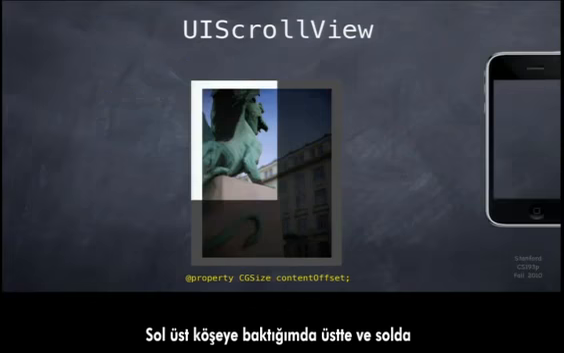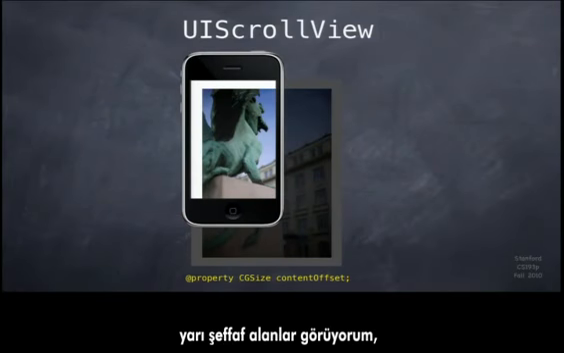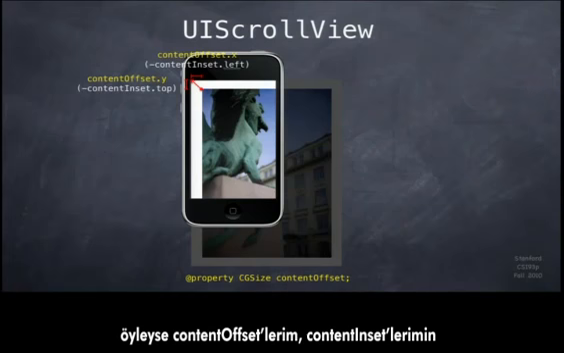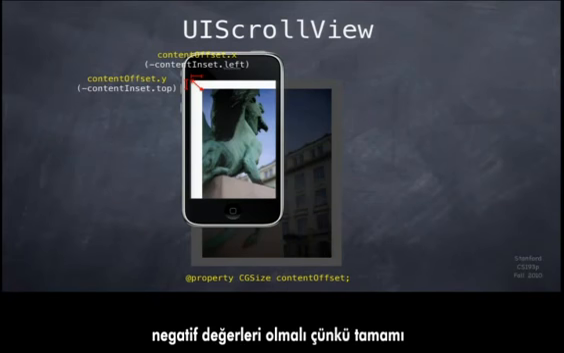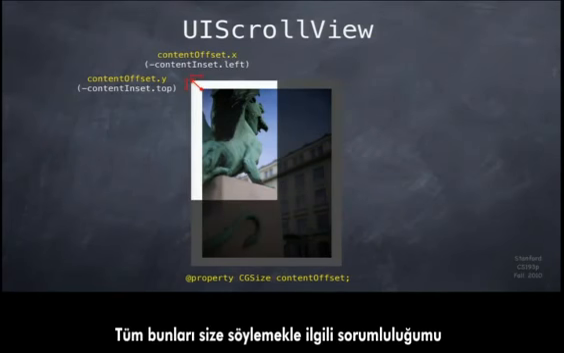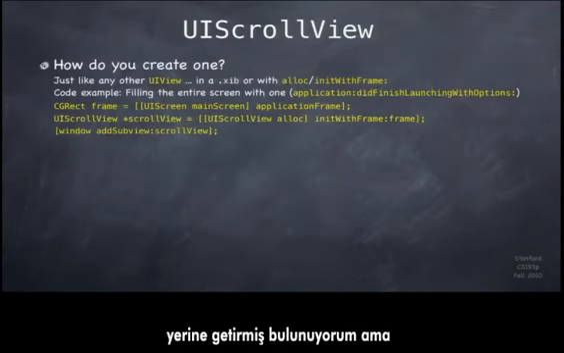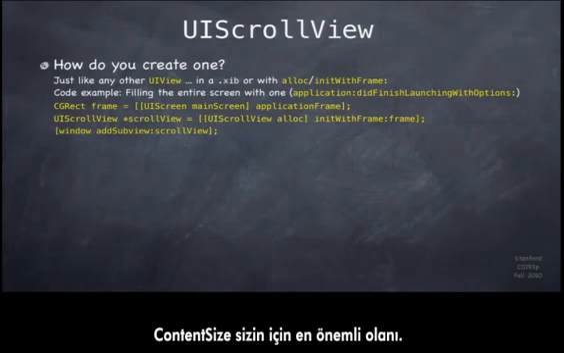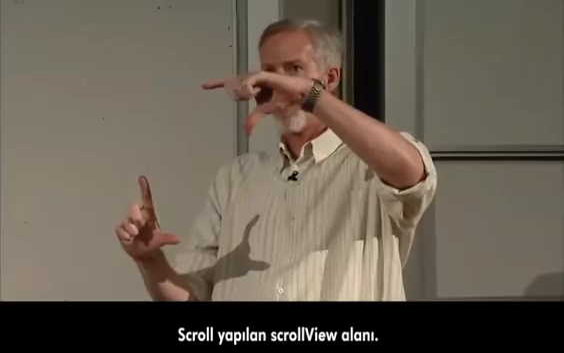And in fact, if I looked up here in the corner, let's say I had some translucent views on the top and the left, then my content offset could actually be negative by the content inset, because it's all relative to the upper left corner of the content size. So, okay, I've done my responsibility to tell you about all that. You can probably forget it. Content size is the important thing for you, okay? Content size, that's the area the scroll view is scrolling around.